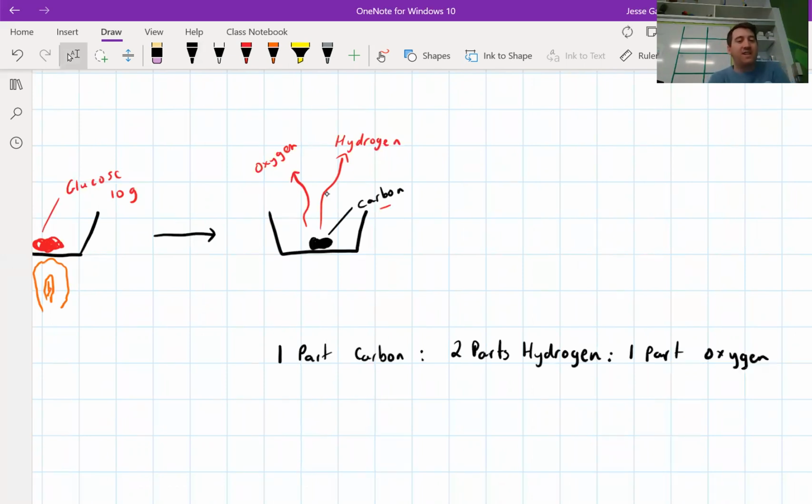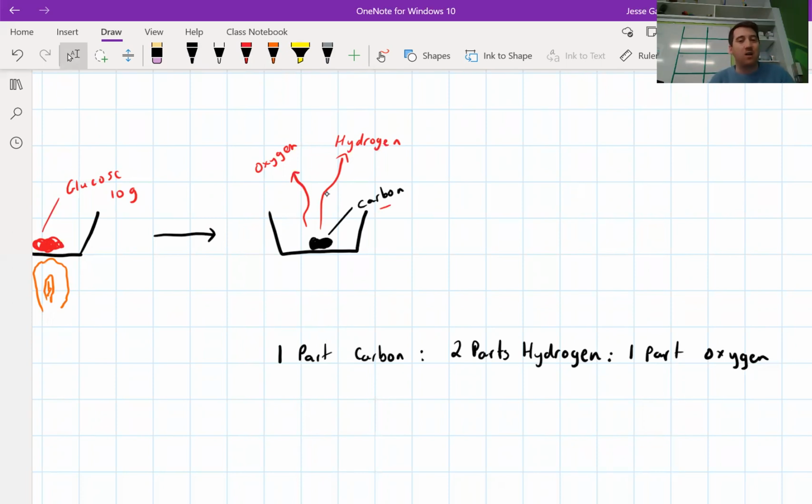So not as much detail as before. They don't know the exact amount of atoms. They just know that, looking at the masses and the volumes, the amount of carbon and oxygen is around the same, and then you have twice that amount of hydrogen. So they would probably have written it as a ratio like this: 1 part carbon, 2 parts hydrogen, 1 part oxygen.